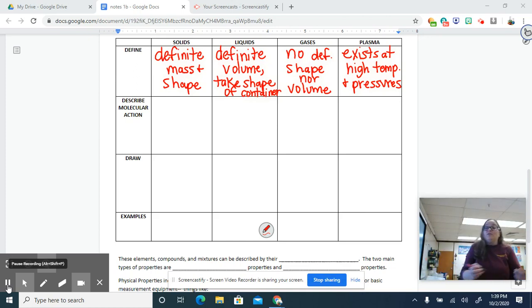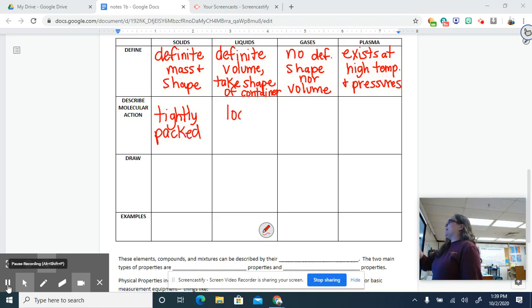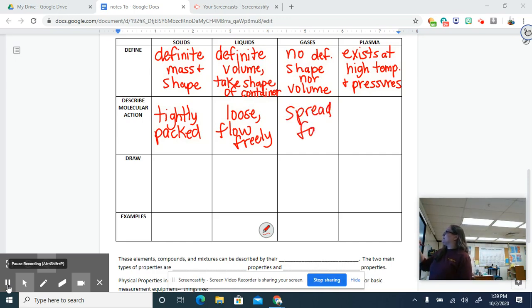So basically, what do the molecules look like in one of these? So in a solid, they are tightly packed together. In a liquid, they are loose and they can flow freely. In gases, they are spread far apart.